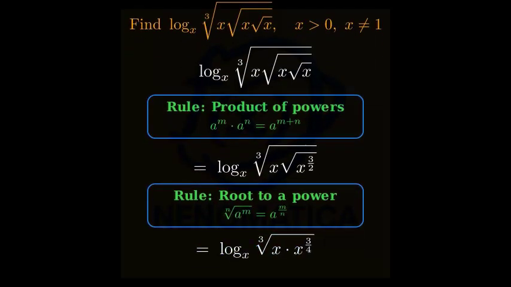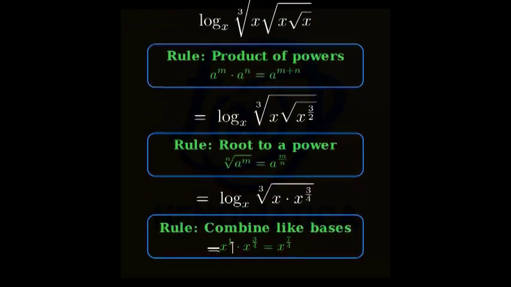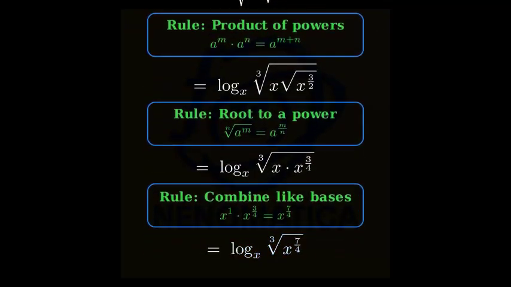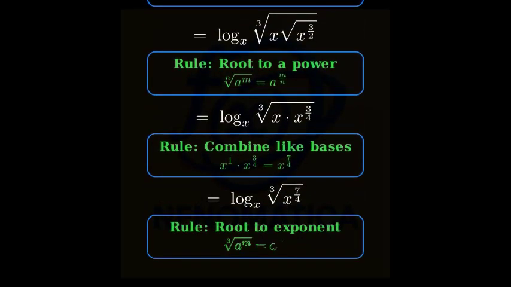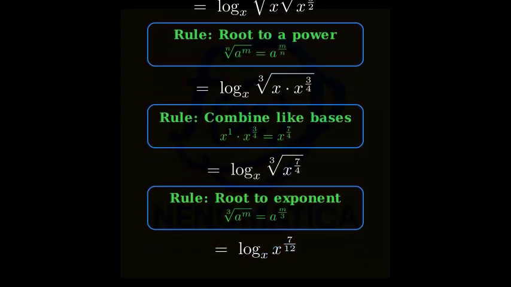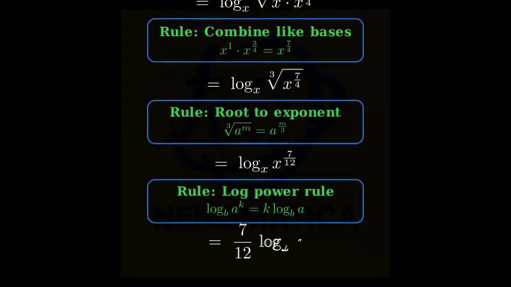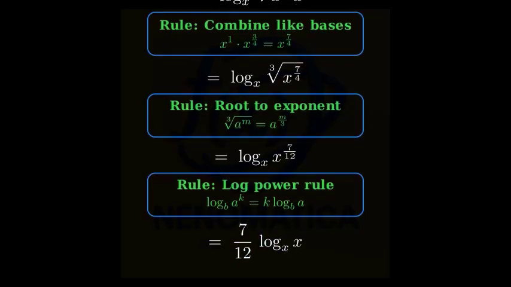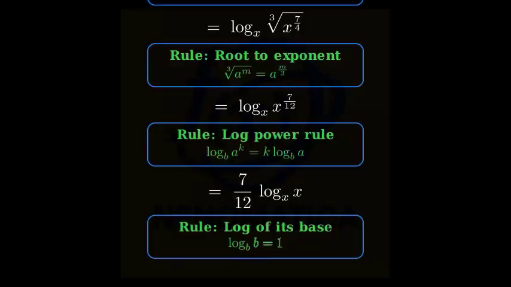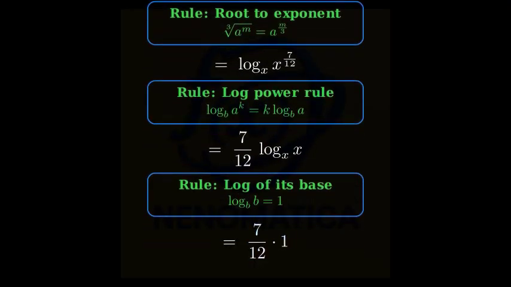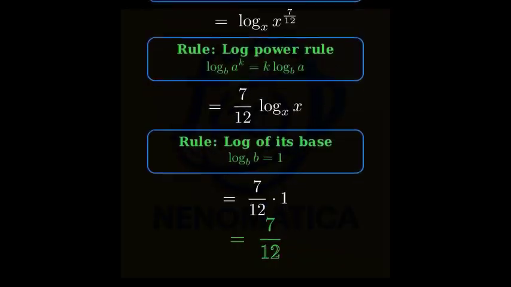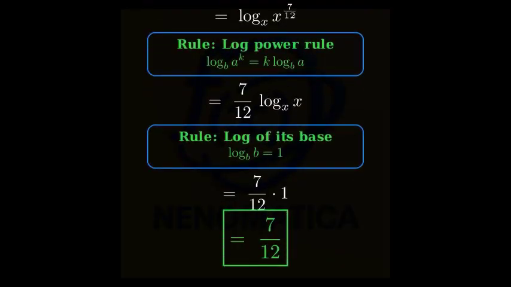The square root of x to the 3 halves is x to the 3/4. Step 4. Combine the factors inside the cube root. x to the 1 times x to the 3/4 equals x to the 7/4. Step 5. Take the cube root by multiplying the exponent by 1/3. That turns x to the 7/4 into x to the 7/12. Step 6. Apply the logarithm power rule. Pull the 7/12 down in front. Step 7. Because the base and argument match, log base x of x equals 1. Step 8. Multiply to get the final value, 7/12.